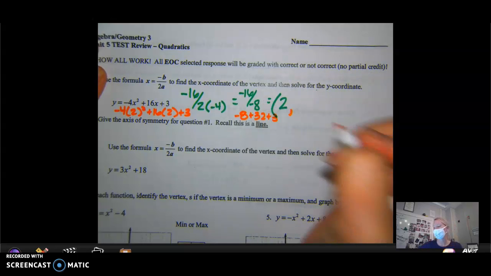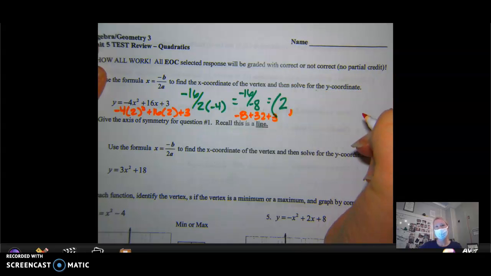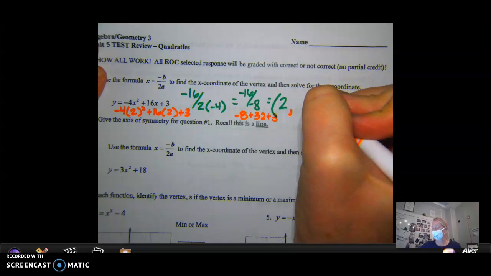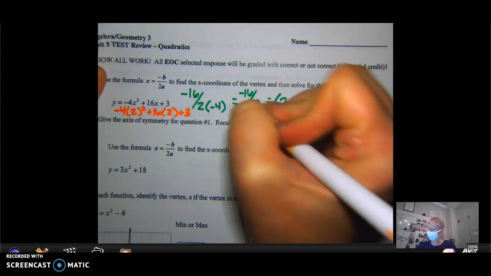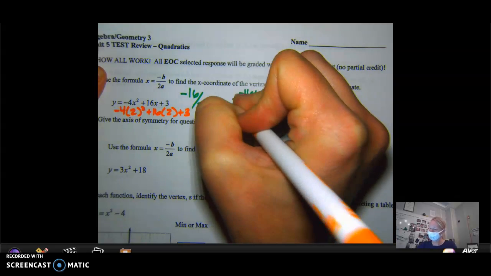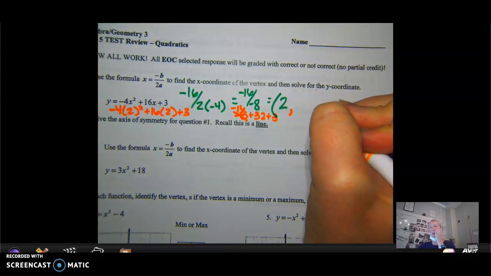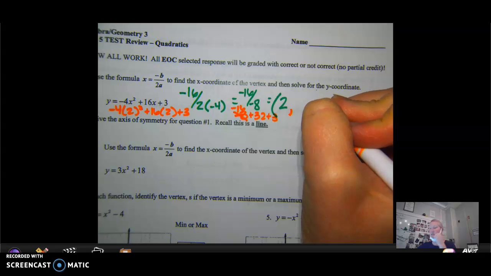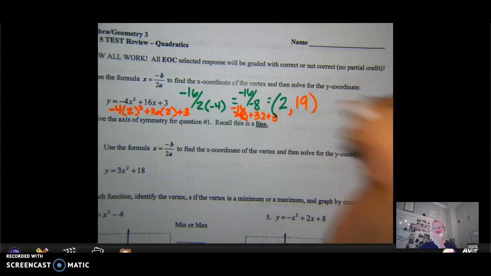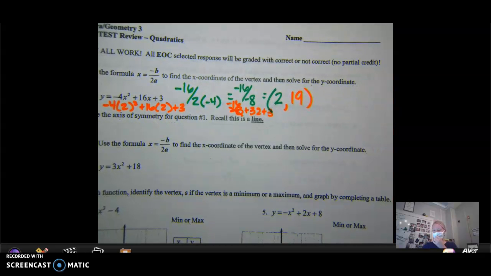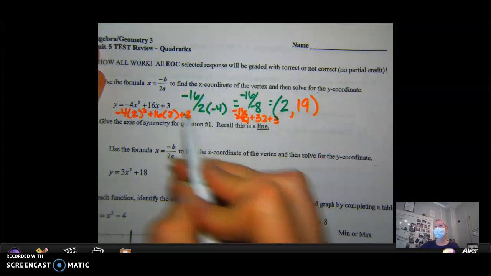What do you guys get for the y value? Is that right? Oh, this shouldn't be negative 8. That should be negative 16. Yeah, that could be. What'd you get? Do you guys agree? 19? Okay. 19 is correct. What's the axis of symmetry of this line?